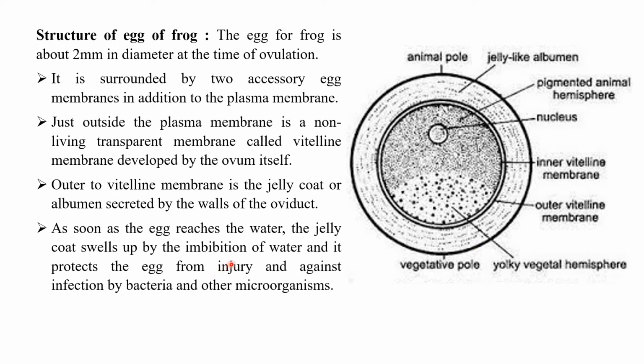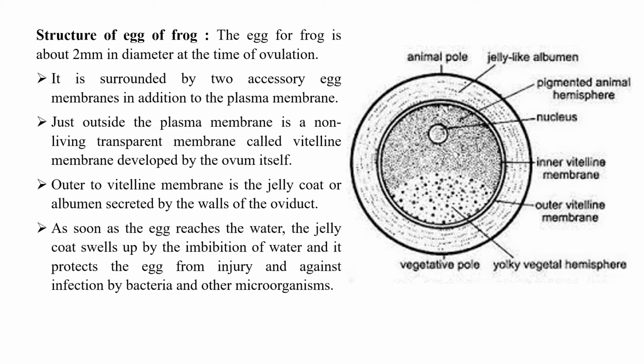Since the fertilization is external in frogs, as soon as the egg reaches the water, the jelly coat swells up by imbibition of water, and it protects the egg from injury and against infections by bacteria and other microorganisms as well. Since this ovum is released to the external environment where there will be no immune response, a lot of disease causing bacteria will be waiting to destroy this ovum.